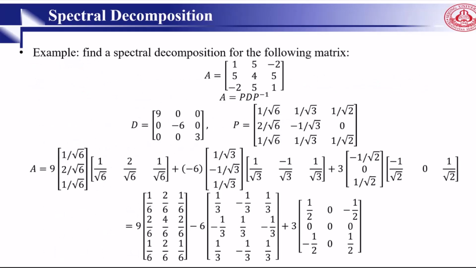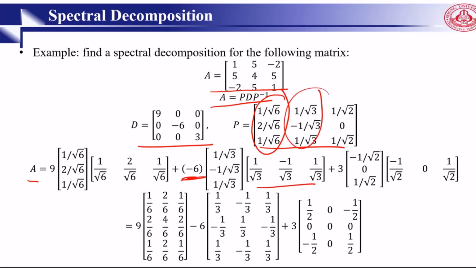So let's see the last example for understanding spectral decomposition. Suppose we have a matrix like 1, 5, minus 2, 5, 4, 5, minus 2, 5, 1. Then you know that A is equal to PDP inverse. So our D is this one, and P is this one. You already know how to find it. Then we can say A equals 9 times the first column and its transpose, plus minus 6 times this one and its transpose, plus 3 times this one and its transpose.